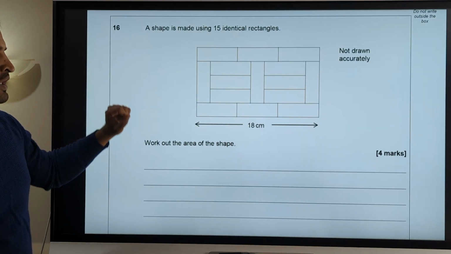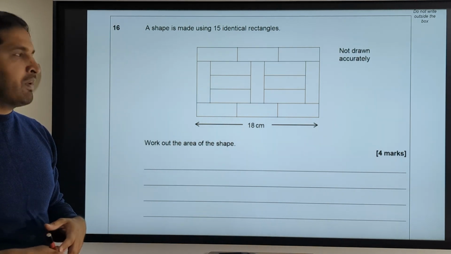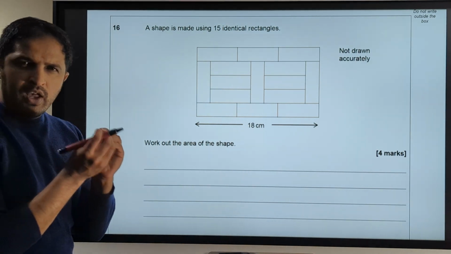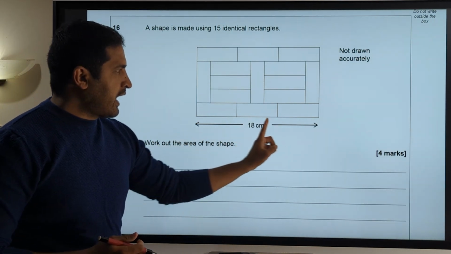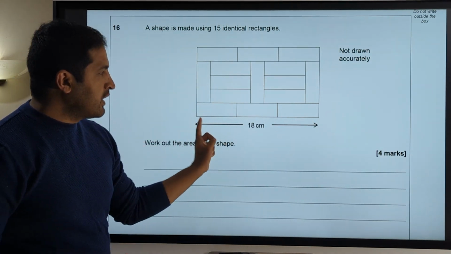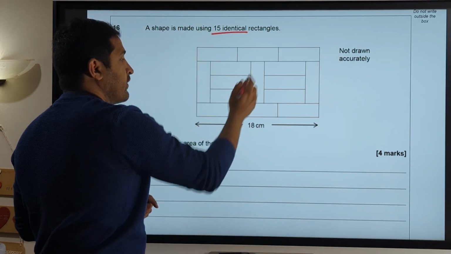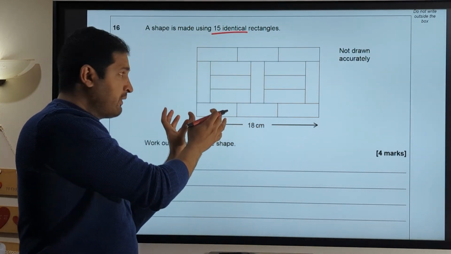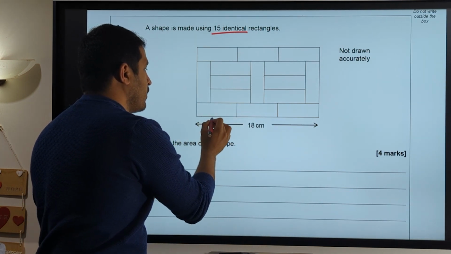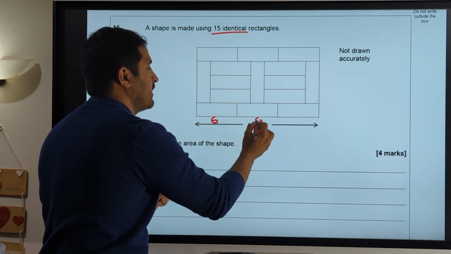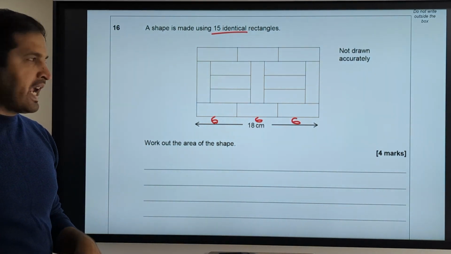Problem solving question again, 4 marks. Work out anything that you can, and you will get a mark. And generally, if you work out one thing, it leads to working out the second thing. So here, the entire shape is made of 15 identical rectangles, so they are all the same height and same width. 3 of those make 18, so we know the width of each rectangle is 6. And now we need to work out what the height is going to be.